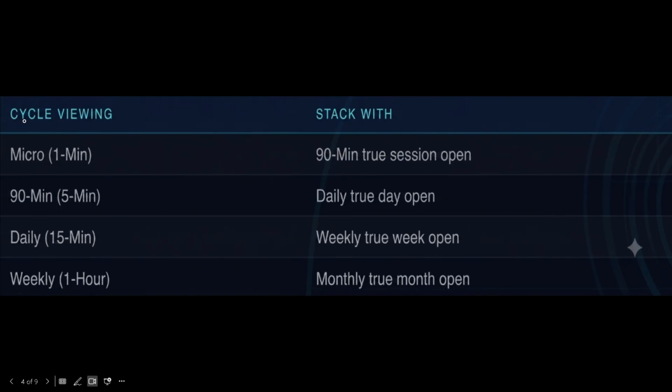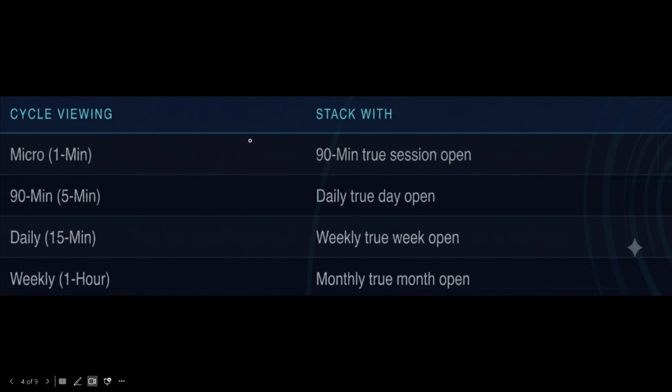All right, we got cycles here, cycle viewing, and the stack with true opens over here. First, we got micro, such as 1 minute or lower. For 90-minute, you're looking at 5 minutes. Daily is the 15 minutes time frame, weekly the 1 hour time frame. And then we got the true opens: 90-minute true open, session open, daily true day open, weekly true week open, monthly true month open. You get the idea.